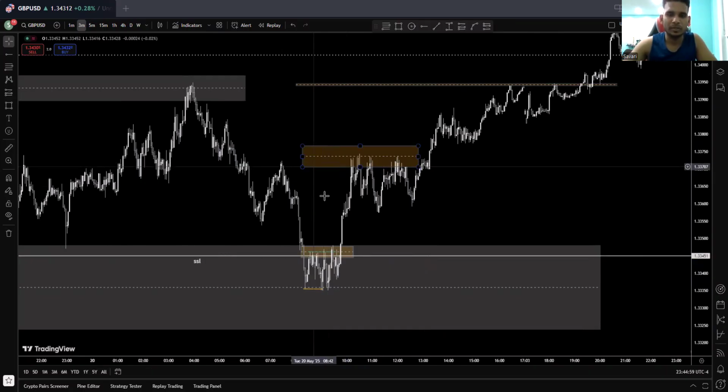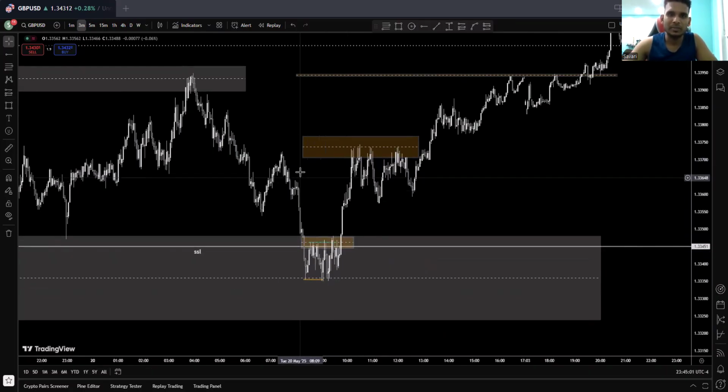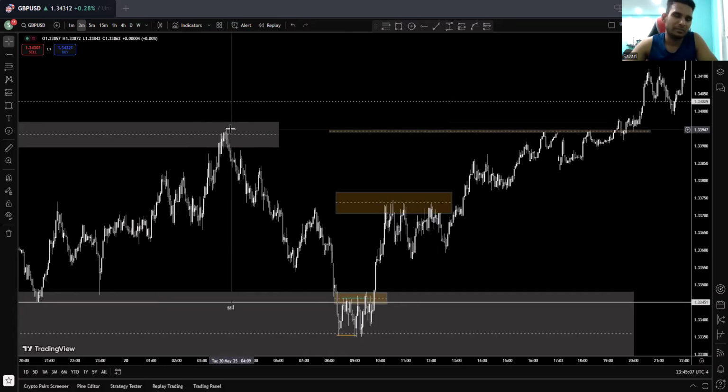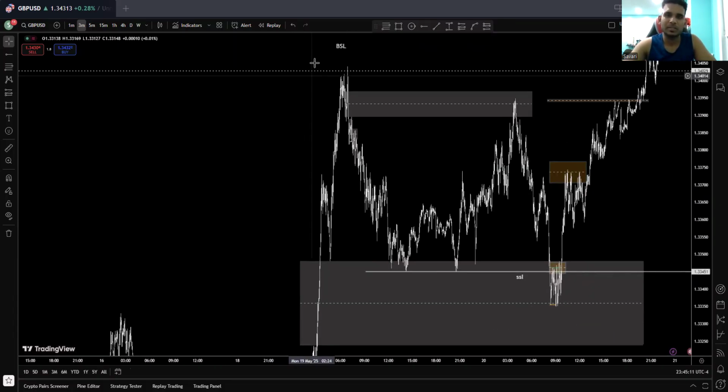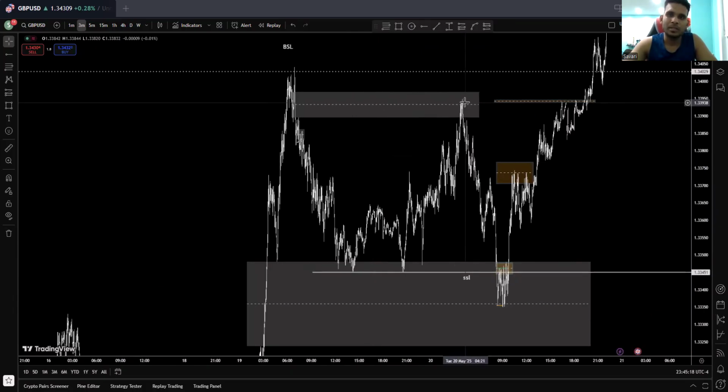So this is going to be my first target. Once I get the structure shift, this 2 to 2.5 is going to be my first take profit. This is going to be my final take profit target. But my draw on liquidity is going to be this. Since it's a huge retracement, I like to see this higher one taken. This is just the internal.